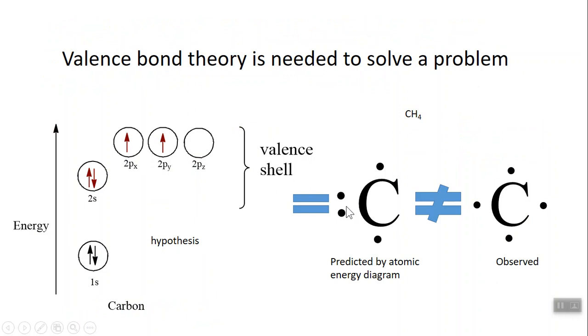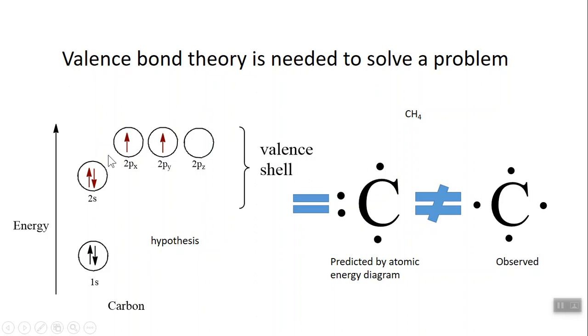So what we're talking about here is valence bond theory, and valence bond theory is kind of an add-on to atomic orbital theory to fix a problem. And sometimes when you have models, a problem will come up. You'll get an observation that doesn't match your theory, and then instead of throwing out the whole theory, you just kind of fiddle with it a little bit and try to make it match the observation. So that's what's been done here.